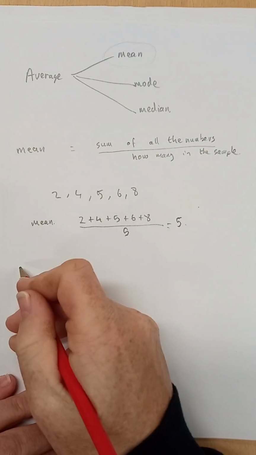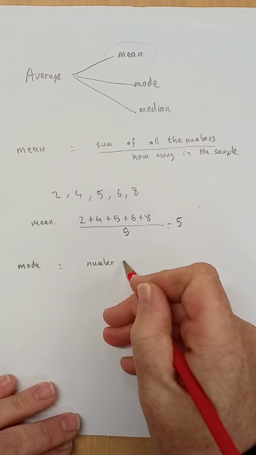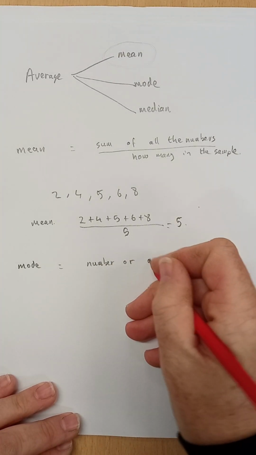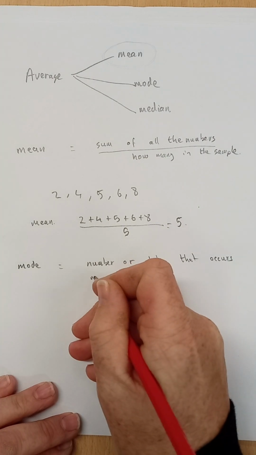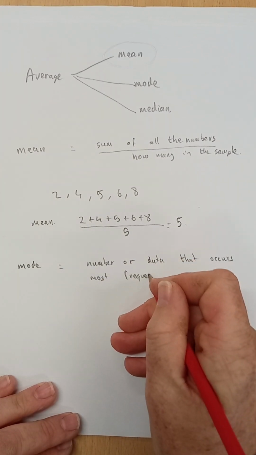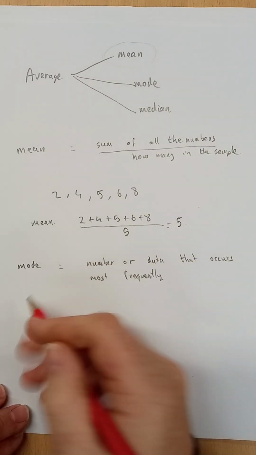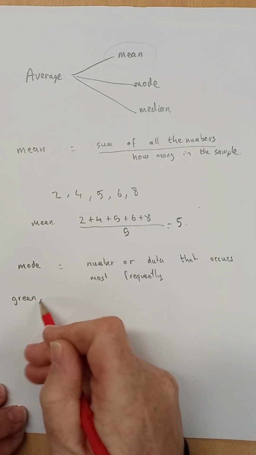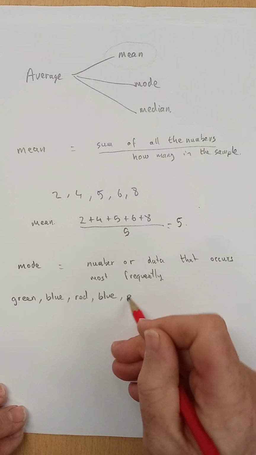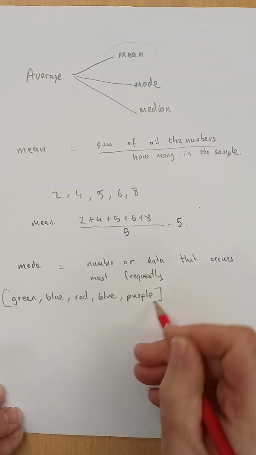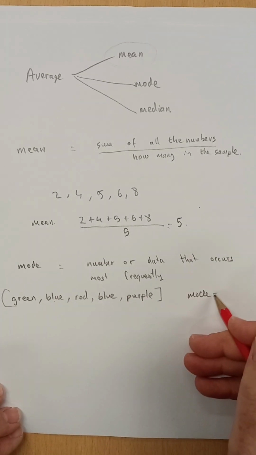Okay, the mode is the number or the data that occurs most frequently. So let me give you a couple of examples. Okay, let's say I ask 5 people their favorite color, and I get green, blue, red, blue, purple. There's my data set. The mode would be the color that occurs most frequently. In this case, the mode would be blue.